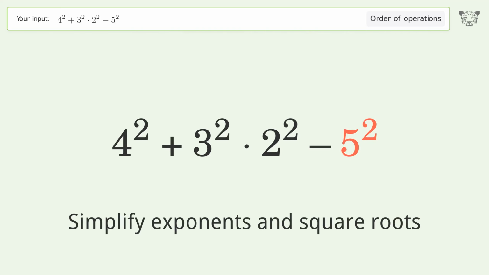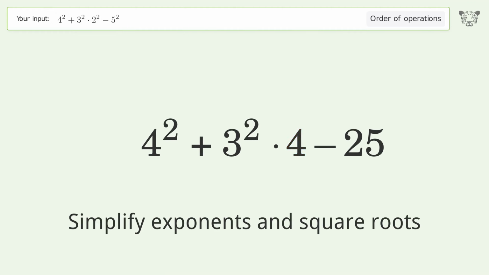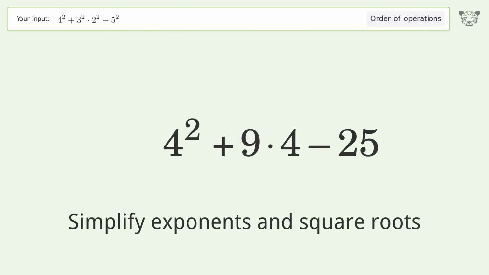5 to the power of 2 equals 25. 2 to the power of 2 equals 4. 3 to the power of 2 equals 9. 4 to the power of 2 equals 16.